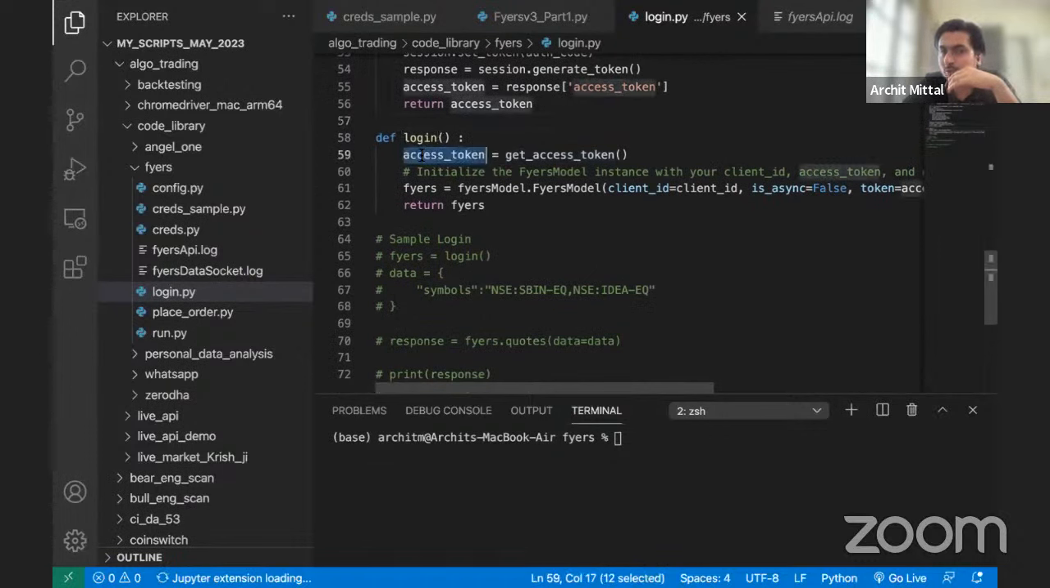In this login box, what I'm doing first is access token equals, just like arithmetic mathematics, and I'm giving the get access token box. What will this box give me? It will give me the access token.